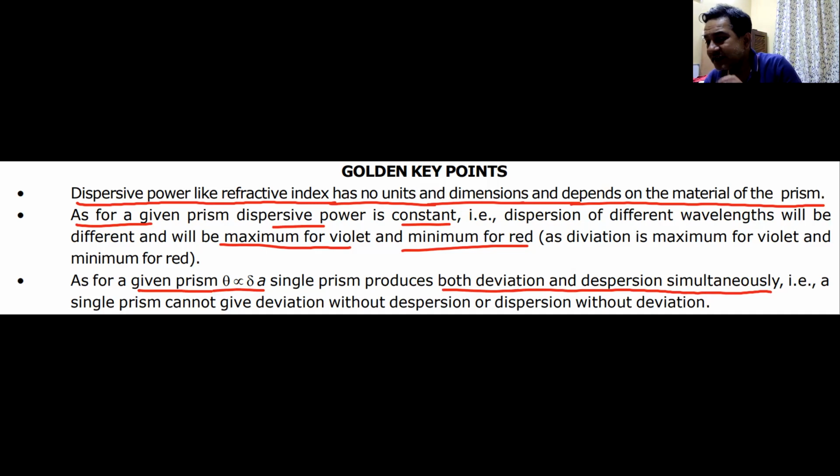Do we understand this? For a single prism, we'll have dispersion as well as deviation. But if you have a combination, you can have deviation without dispersion or dispersion without deviation. I'll give you 2 minutes to note this down.